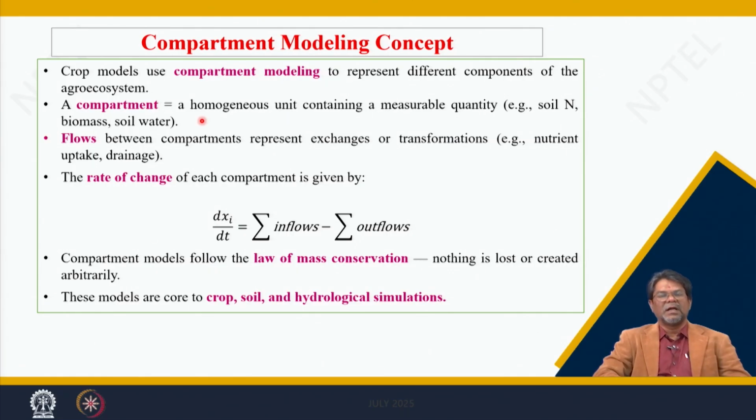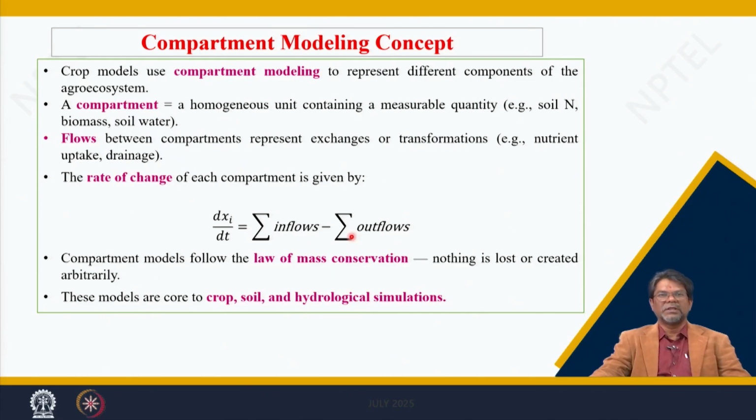Usually the rate of change of each compartment is given by the input output relationship, inflow and outflow. So, dXi/dt is a state variable, you can say: the rate of change of the state variable per unit time. If you differentiate, dX/dt is the inflow rate minus the outflow rate. This principle is used for crop modeling simulation.